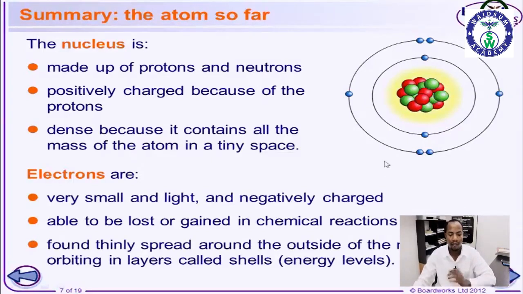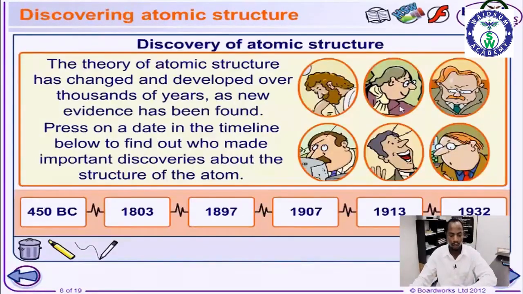And electrons are found thinly spread around the orbit. They revolve around the shell in various energy levels. So they are not found in the nucleus. They are found outside the nucleus of the atom. Okay, so now we move on to take a look at a quick discovery of the atomic structure.